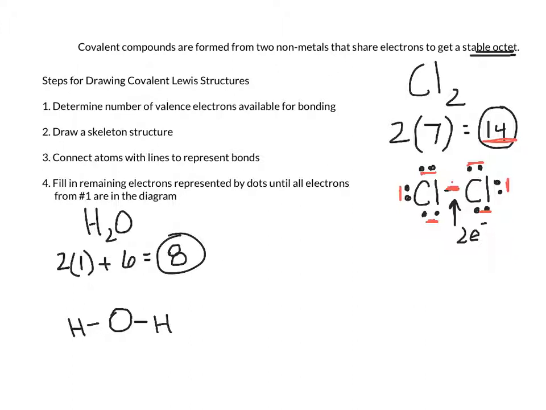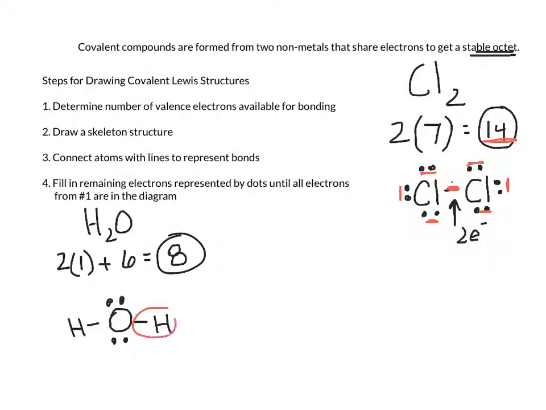And so I'm going to fill in the remaining electrons, represented by dots, until all the electrons are in the diagram. And remember, again, I'm trying to follow my stable octet rule. I want to get 8 valence electrons. So I'm going to put 2 here, and I'm going to put 2 here. Now, I've used up all of my electrons, and my oxygen has 8 because I've got the 2 bonds that are sharing 2 each, so that's 4, and then the 2 unshared pairs, which is another 4, so that's 8.